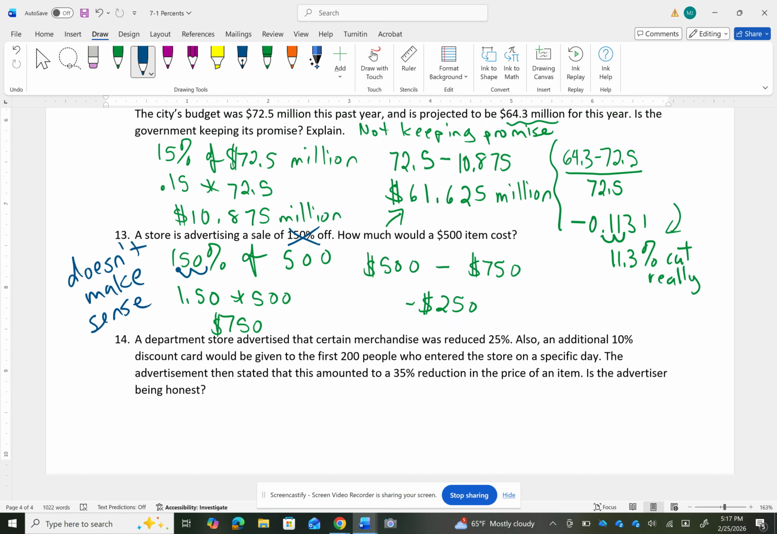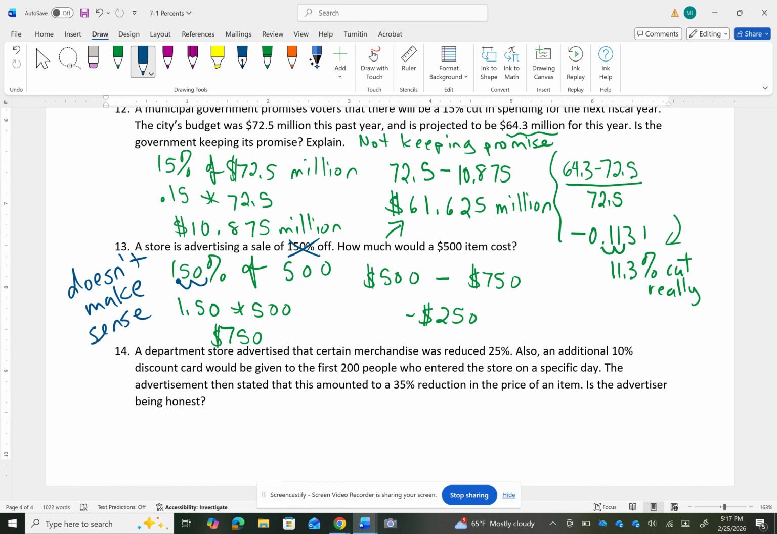All right, now this one is similar to what we were doing earlier. Here, a store advertised that merchandise was reduced 25% and that an additional 10% discount card would be given to the first 200 people who entered the store. The advertisement then stated this amounted to a 35% reduction in price of an item. Is the advertiser being honest? Okay. So it kind of depends. It depends on how the store is going to calculate the cost of the item. All right. So to make it easy, let's go ahead and imagine we're buying something that's $100.